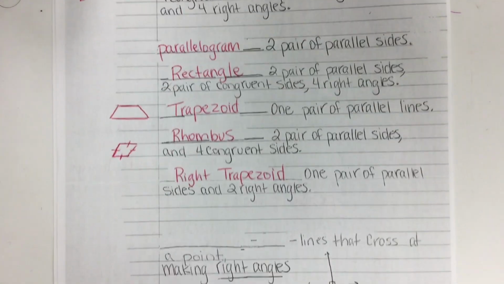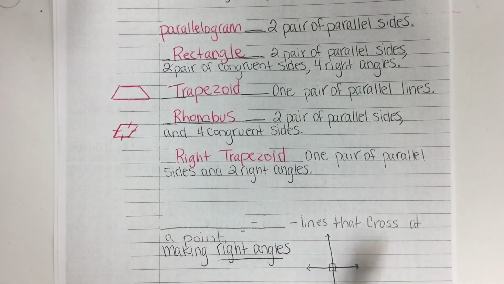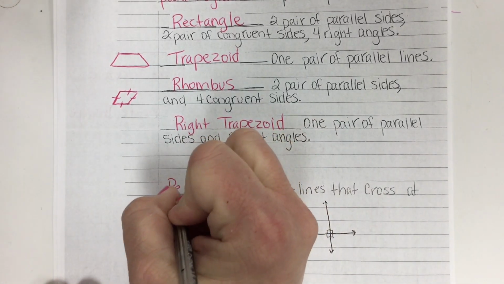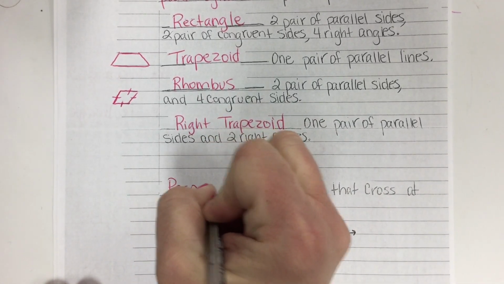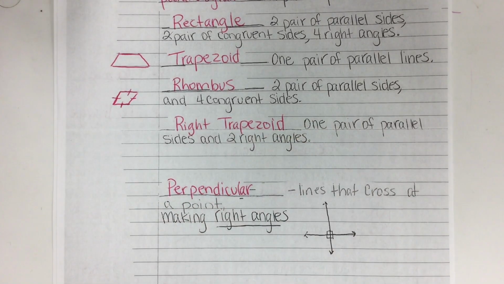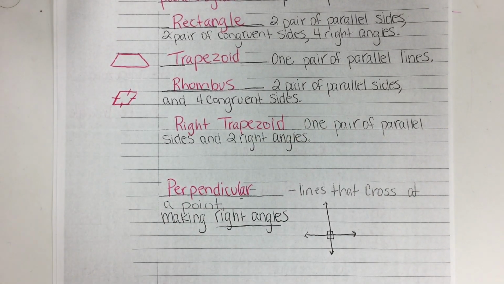Lines that cross at a point, making right angles. This was your perpendicular. That's perpendicular lines, or lines that cross at a point, making right angles.